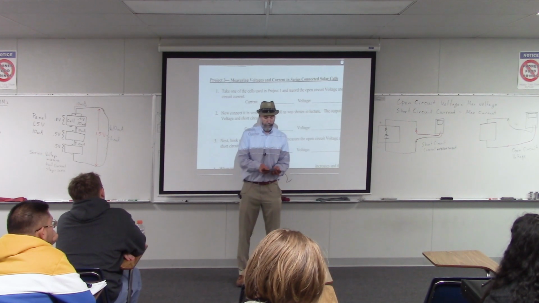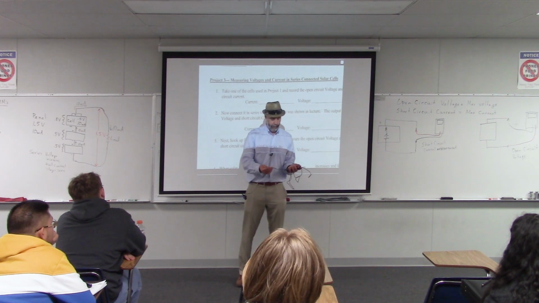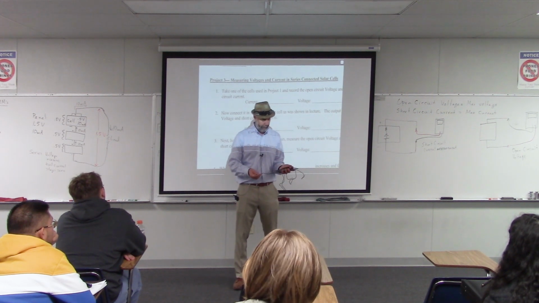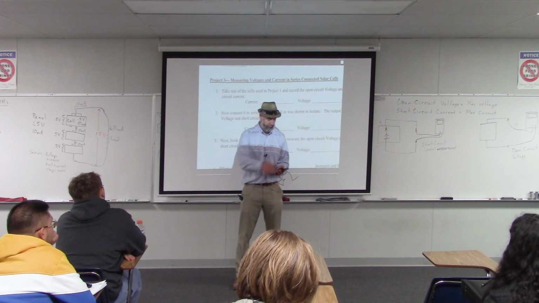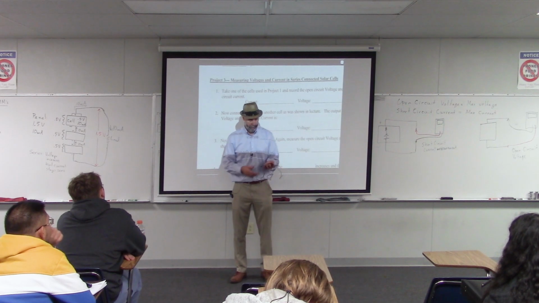And then when you're going to make measurements, you would connect the meter to the black lead on one side of this whole circuit, and then the red lead that's sticking out on the other side of the circuit. Okay? That's how you make those measurements.